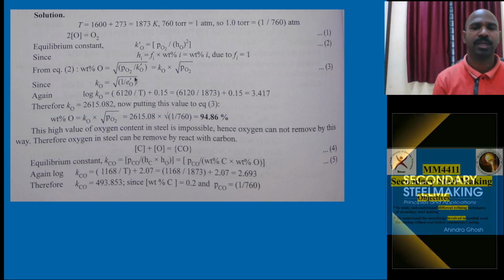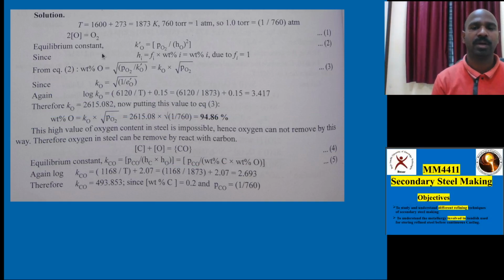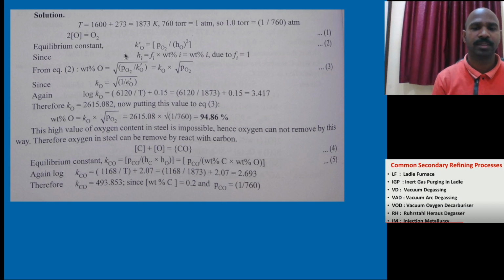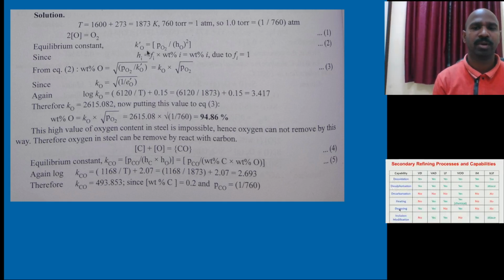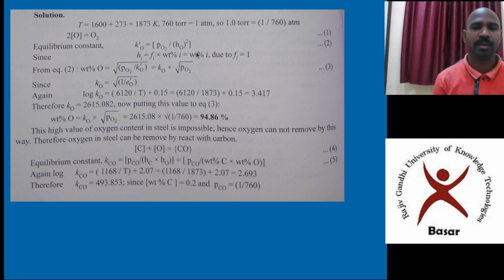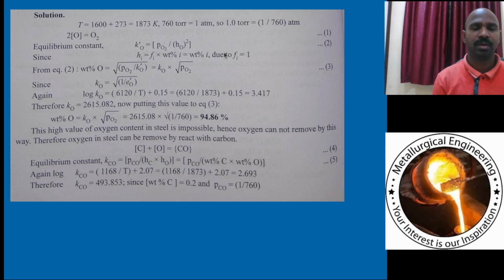In the solution, you will see that as the temperature was given as 1600 degrees Celsius, usually we follow Kelvin. You add 273 and get the temperature in Kelvin. It is also a standard from basic chemistry that 760 torr pressure equals 1 atmosphere, and in the numerical problem 1 torr pressure was given, which equals 1 by 760 atmosphere. First, these things need to be converted, as these steps are involved in this process, and this was the equation given.